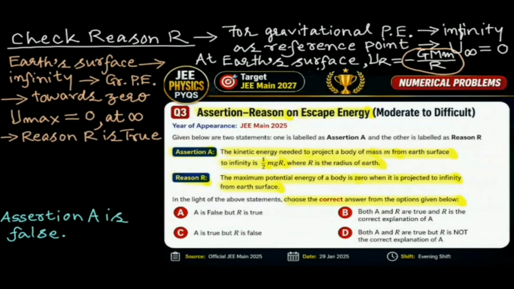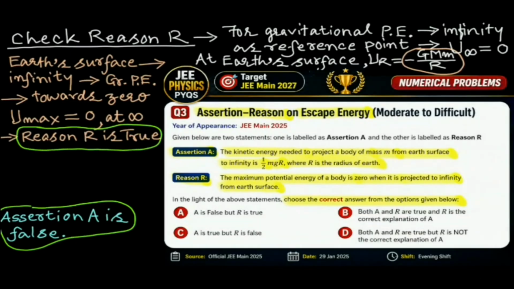So we conclude that assertion A is false and reason R is true. Therefore, the correct option is option A. A is false but R is true.